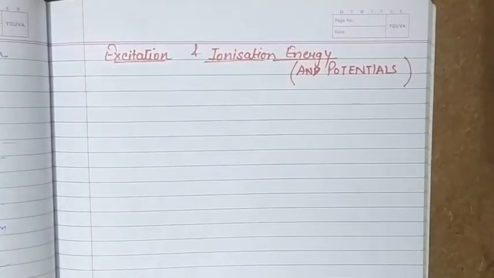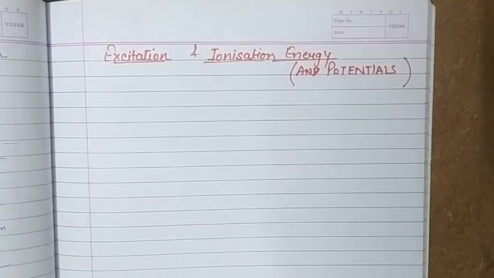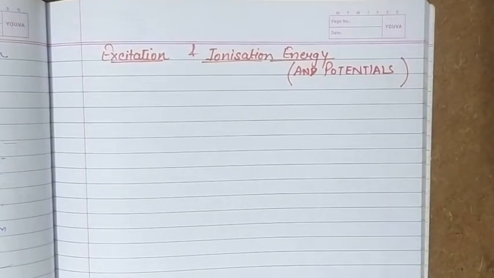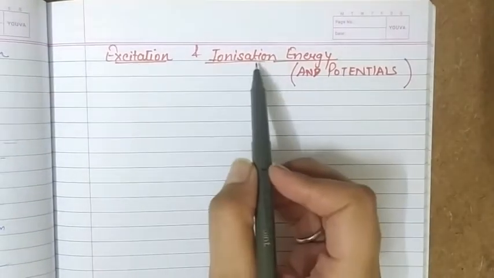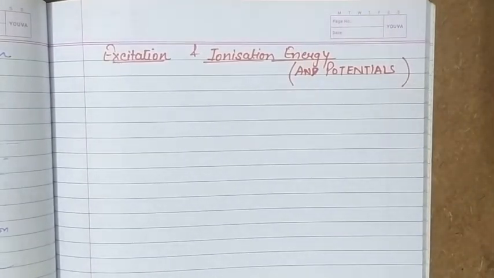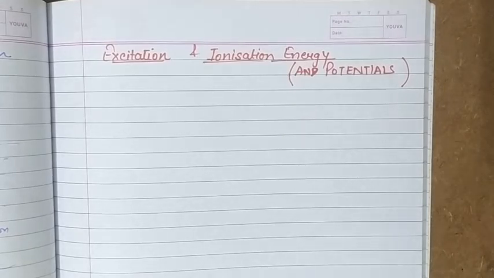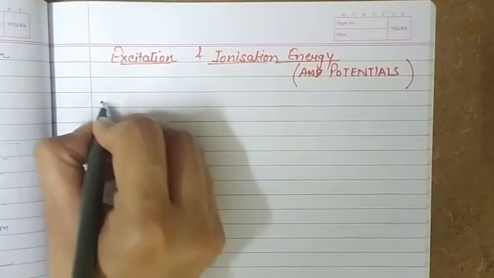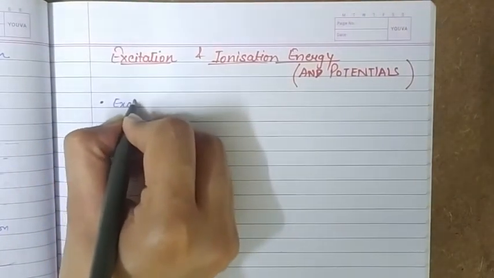Hello students, in this video we are going to study excitation and ionization energy as well as excitation and ionization potentials. So basically we are going to study four different terms: excitation energy, ionization energy, then excitation potential, and then ionization potential. So let's start with the first one, which is excitation energy.